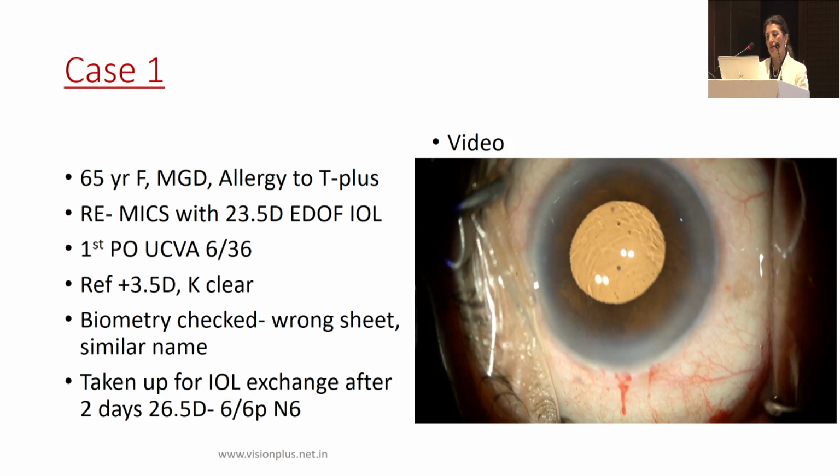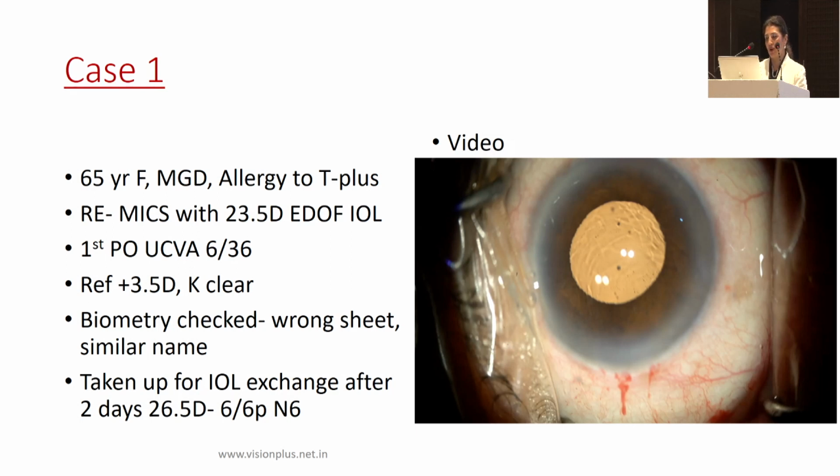Right eye, we did an EDOF lens, and we put in a 23.5. Unfortunately, there were 2 patients who had similar names. And the first day when I saw her, I was shocked to see that her vision was only 6/36, and she had a refractive surprise of plus 3.5 with a clear cornea. And when we checked our records, we found that 2 patients, Naseem, Fatima, Banu, so that Fatima thing got mixed up and the wrong biometry sheet was attached.